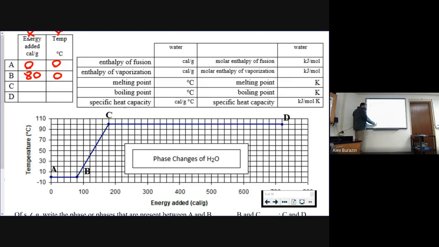Probably not. What do we have for X here for C? 180. Y.